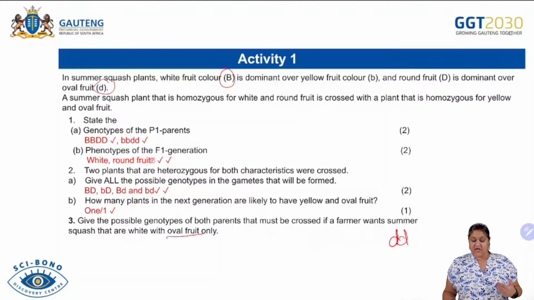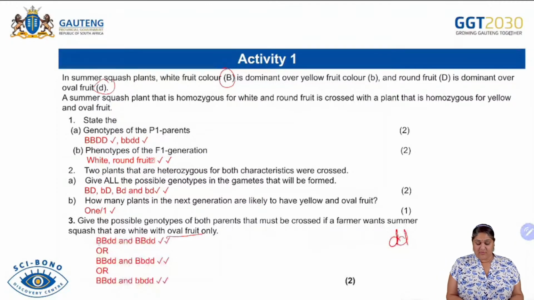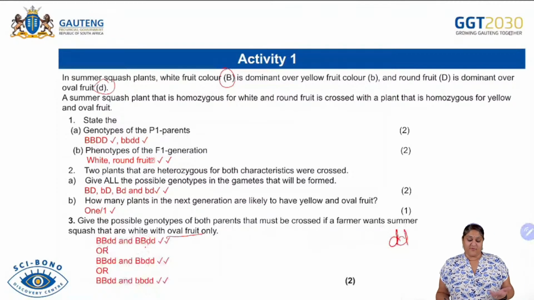Okay, definitely. So these are different parents. We can either have homozygous dominant with homozygous recessive. Okay, so these are the 2 parents. You'll see if you do the cross that all of them are going to have white fruit color because we only have a capital B there. And then we've got the small d so that we can ensure that we have a homozygous recessive, which will give us the oval fruit.